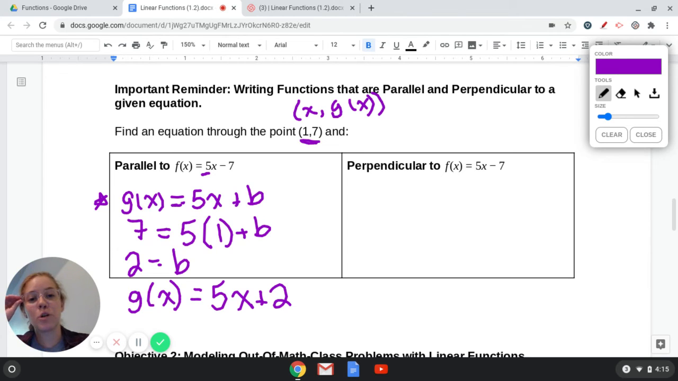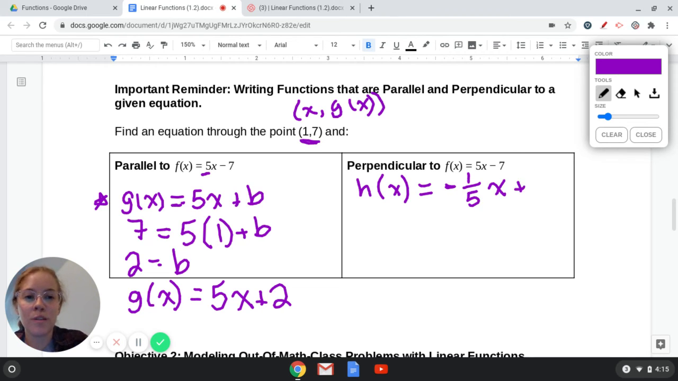Let's find the line that's perpendicular to this line and goes through this point. So let's go. I guess I'll just use g of x again, just keeping in mind that these are going to be 2 different lines. Nah, just kidding. We're going to use h of x. h of x is going to equal opposite reciprocal slope. So the slope is 5, so that means the opposite reciprocal will be a negative 1/5 slope.